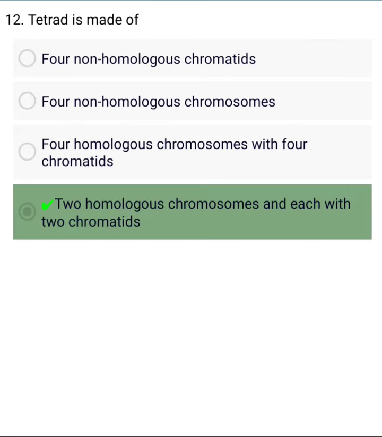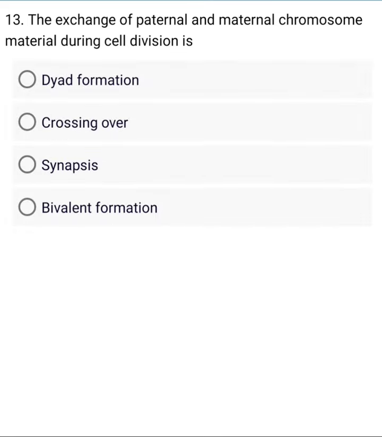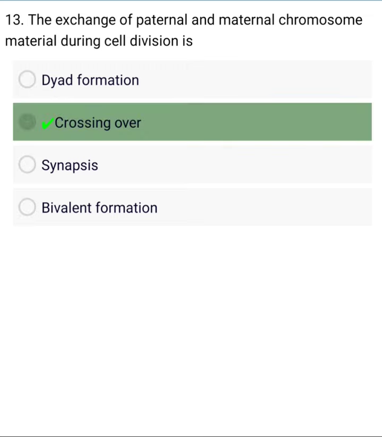D. Right. The exchange of paternal and maternal chromosome material during cell division is A. Dyad formation. B. Crossing over. C. Synapsis. D. Bivalent.